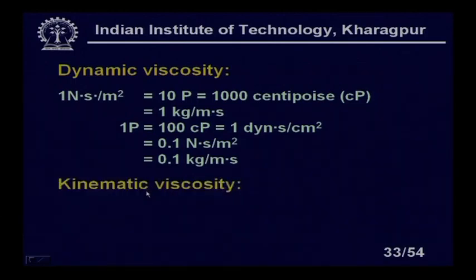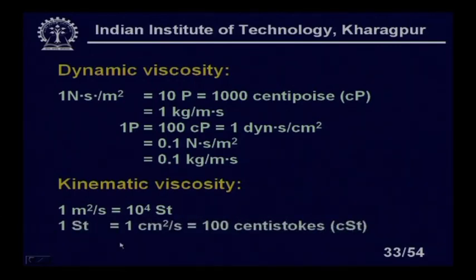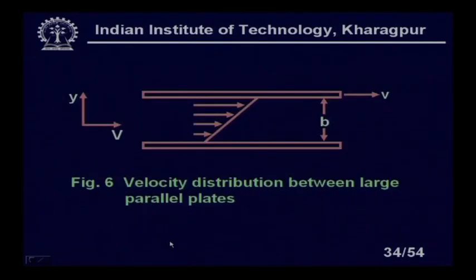And kinematic viscosity is given by 1 meter square per second equal to 10 to the power 4 Stokes. Also, 1 Stoke equals 1 centimeter square per second equals 100 centi-Stokes. The most commonly used unit you will find in the process industry is the centipoise, or Cp, which is equal to 10 to the minus 4 meter square per second.